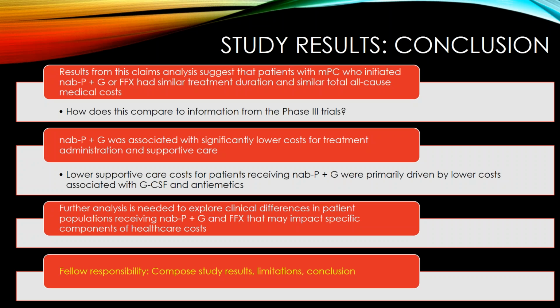So again, how does this compare to the phase 3 trials? Again, we wanted to disprove that, and it looks like, at least from this study that we did, Abraxane, gemcitabine was also associated with lower costs for supportive care. Again, this was driven by the GCSF usage. But also, this was just one study, so further analysis is needed to explore the clinical differences between the two patients. As a fellow, you're expected to compose the study results, state the limitations, and talk about the conclusion.